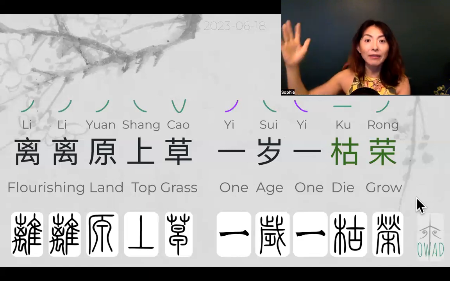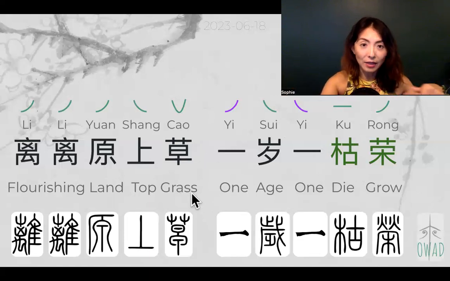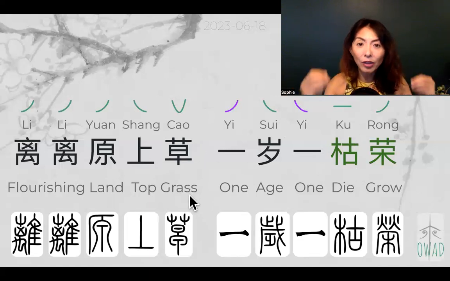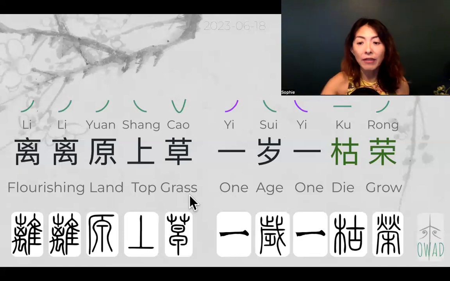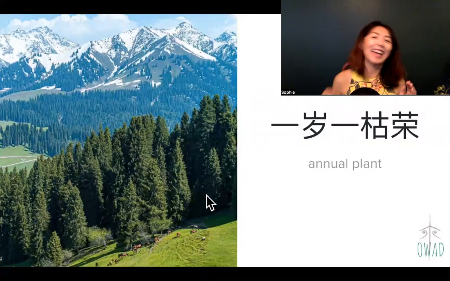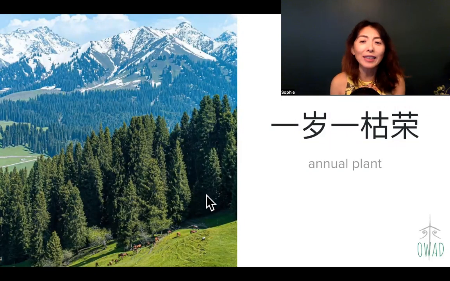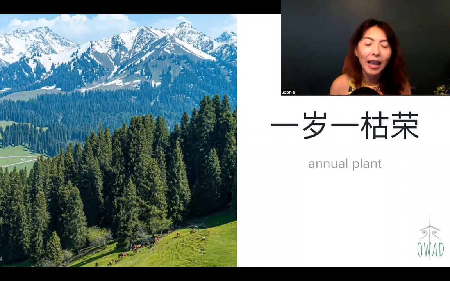So there is this life cycle every year in terms of grass. For grass, if it's annual grass, it's going to die and flourish every year. Okay. I just translated it as annual plants' behavior. It's 一岁一枯荣, right? But it's a poem actually.